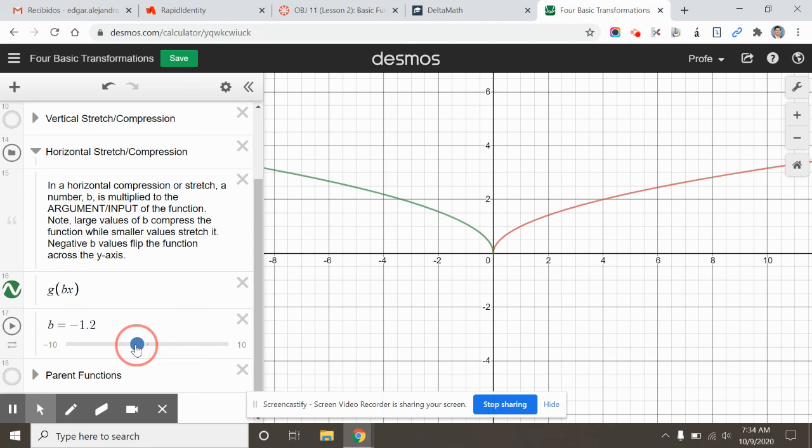Okay, a b value of negative 2. Take a look at how that stretches or compresses. The larger I make my b value, actually, the more compressed this becomes. It looks like it's getting taller, but this is actually compressing the function horizontally. What looks like a vertical stretch is actually a horizontal compression.